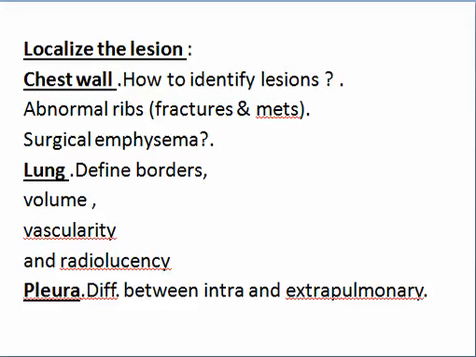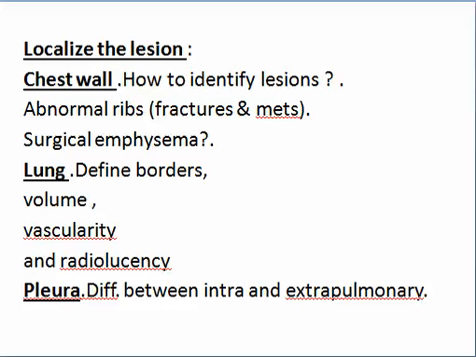Our job is to localize the lesion, whether it is in the chest wall, and how you can identify lesions in the chest wall. That means it is extrapulmonary. Any mass involving the chest wall would produce an obtuse angle with the air inside the lung. Search for abnormal ribs, either congenital lesions, fractures, or metastases, multiple myeloma.